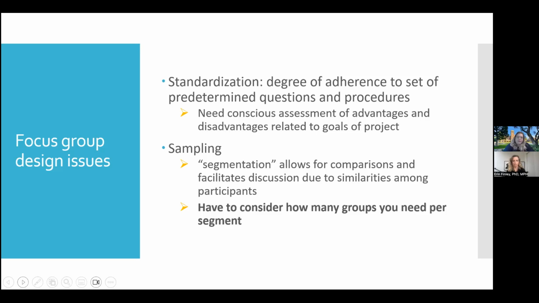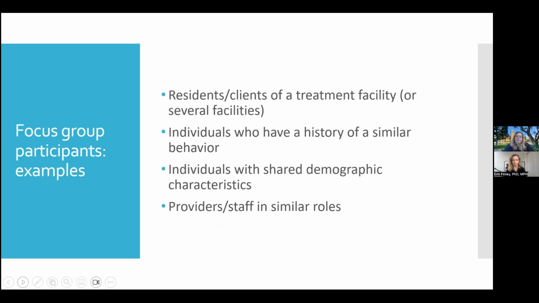We talked a little bit about segmentation, and this is just one thing you're going to need to think about in terms of designing your sampling frame, as to how many groups you need per segment. I would say a minimum of two per segment, but one focus group just is not going to be enough.